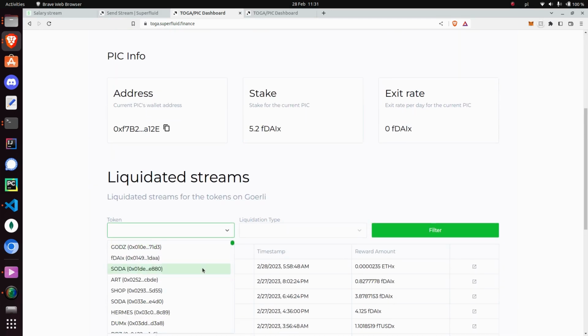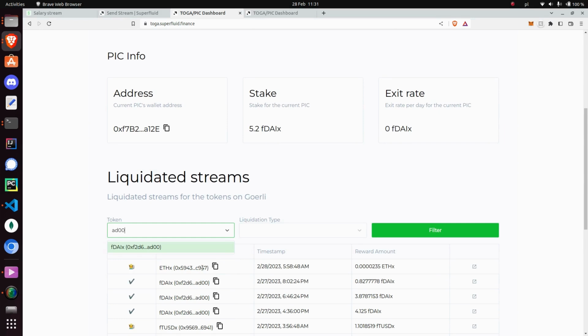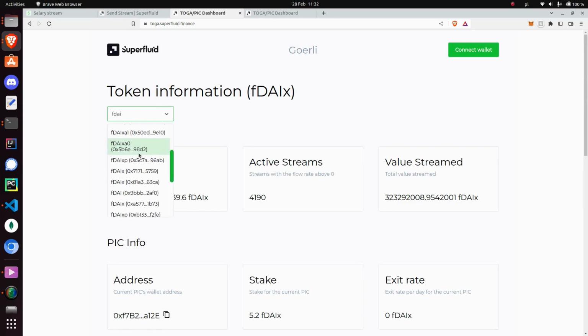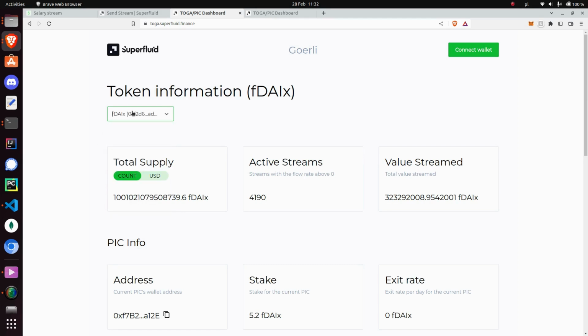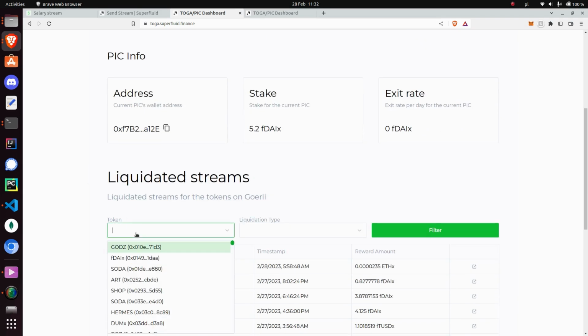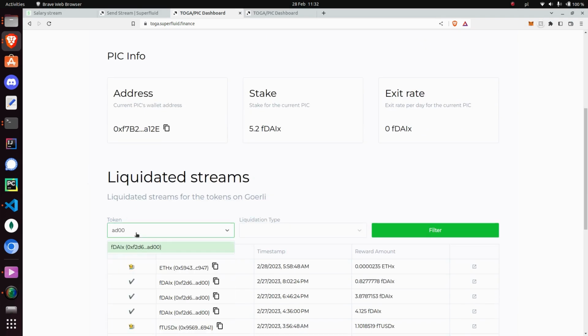So we can also filter them for our fake DAI token. And if you wonder why I'm just searching for some part of the address, it's because a lot of people were apparently deploying some super tokens, and that just covers all of them. So the one that we're talking about here ends with AD00. So that's what I'm using.